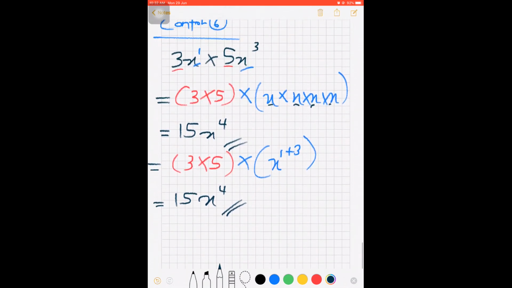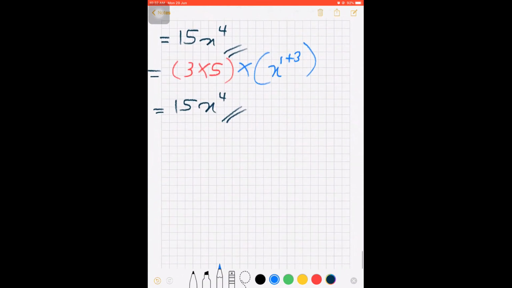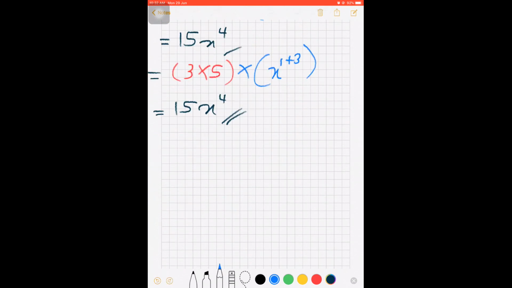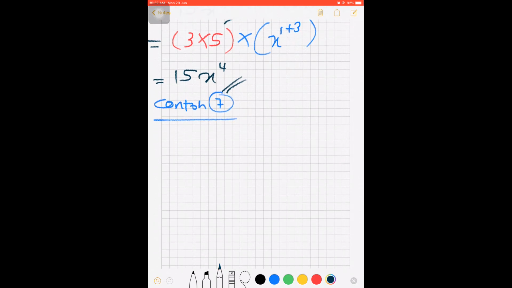Yeah. Let's try one more example. Ayo. Contoh 7. Negative 4mn times 7m squared.